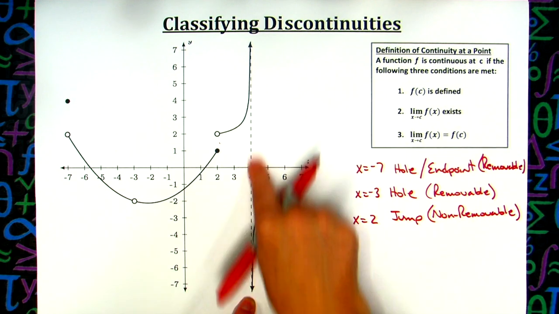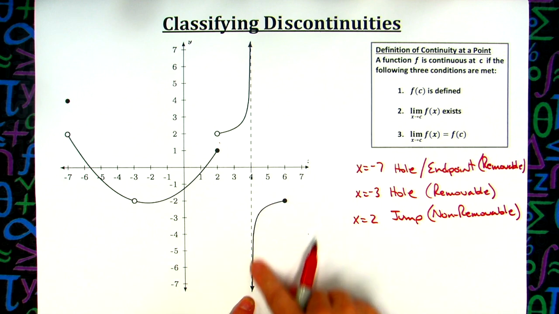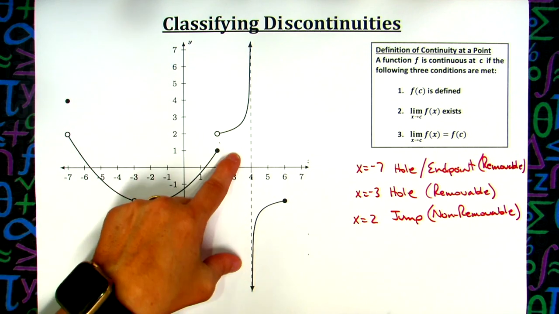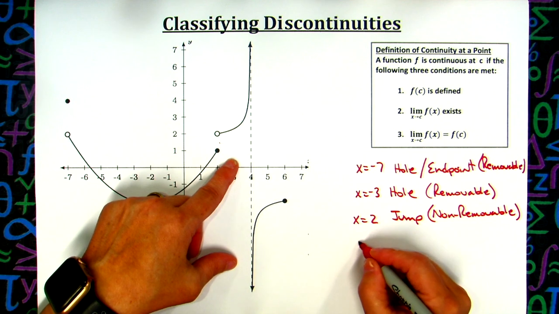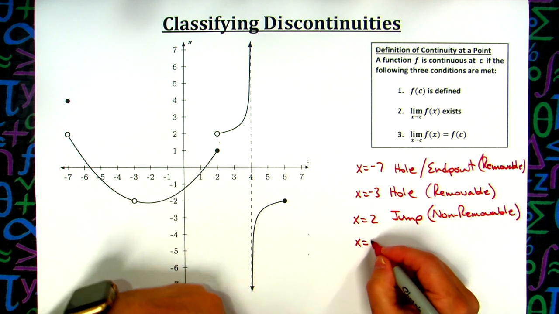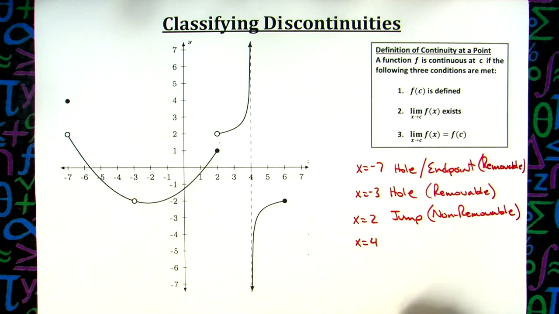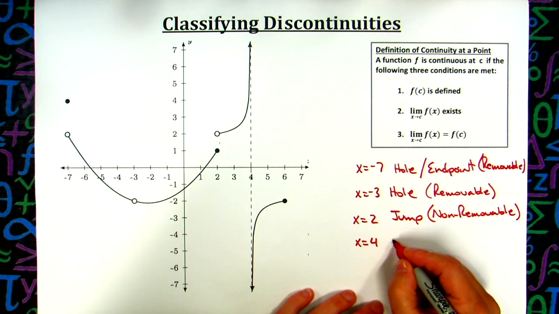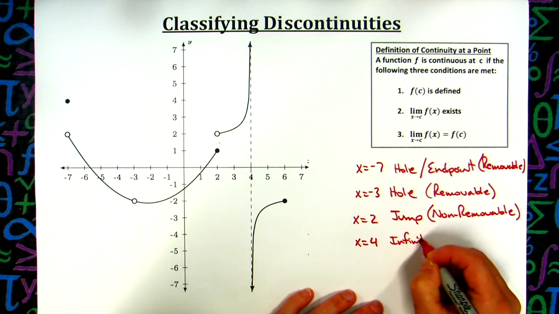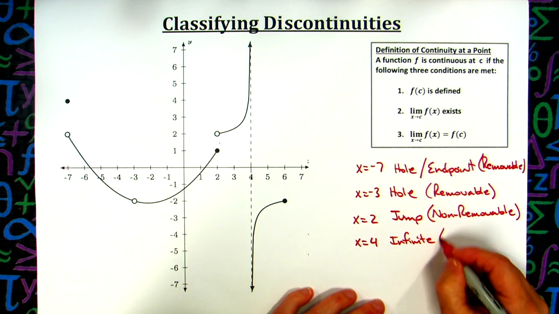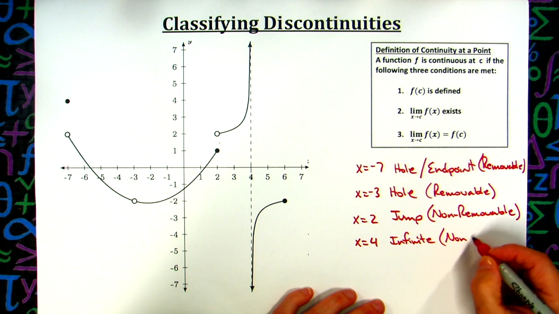And then I've got this vertical asymptote going right here. The limit from the right and the limit from the left does not equal. All right, I've got that unbounded behavior. So that's just kind of to describe it. It's unbounded behavior. It's actually an infinite discontinuity. So we'll write infinite for infinite discontinuity. Infinite discontinuities are non-removable.